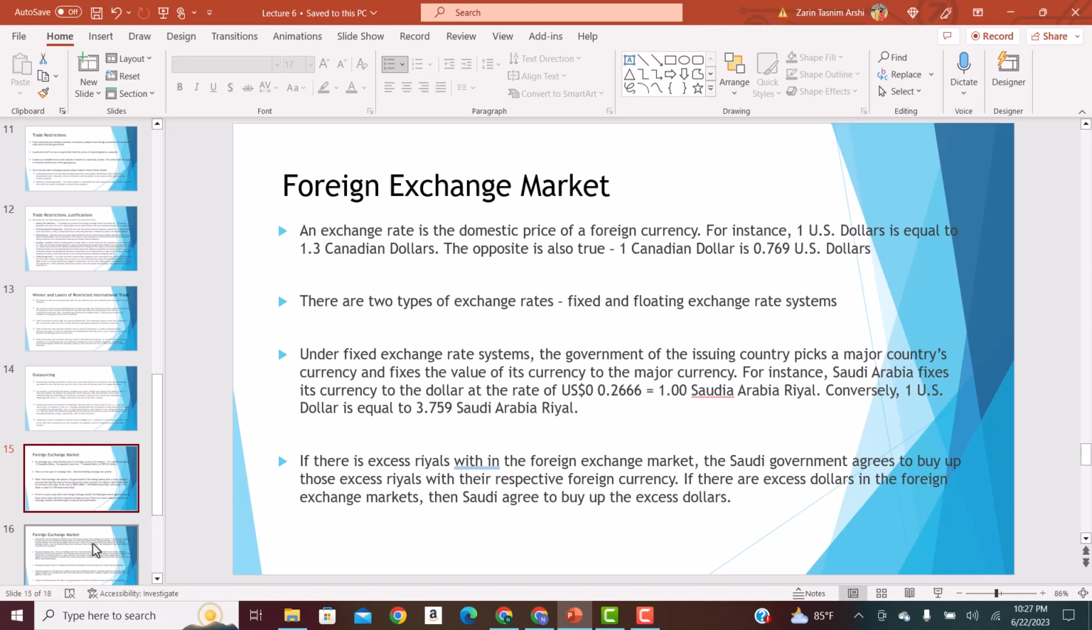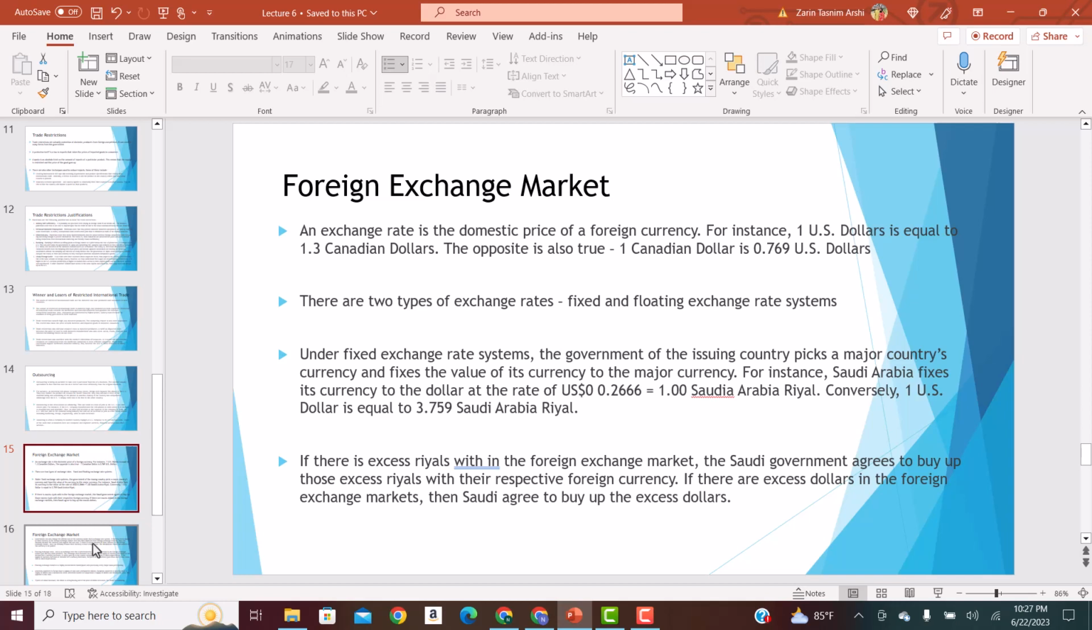Okay, now there are two types of exchange rates: floating and fixed exchange rate. In the US, we have a floating exchange rate where the exchange rate fluctuates on an everyday basis, based on demand and supply. Okay. The other one is the fixed exchange rate. For instance, China has a fixed exchange rate. Here the government plays an important role.